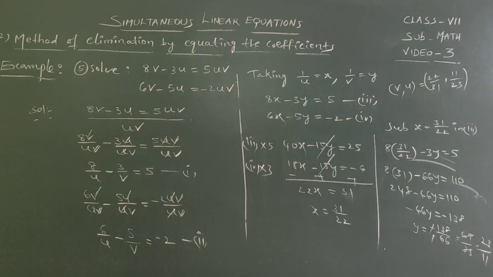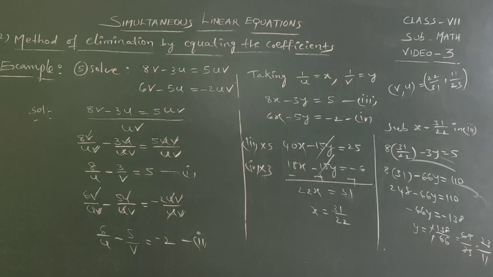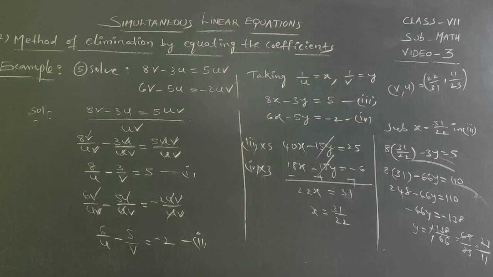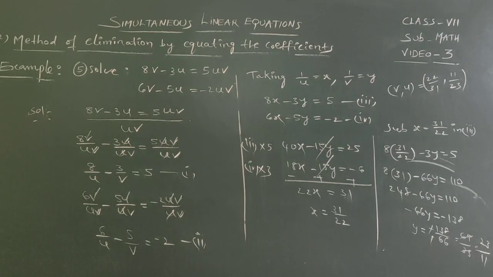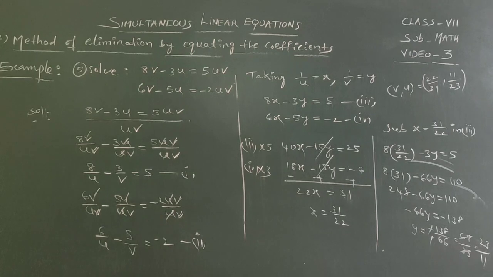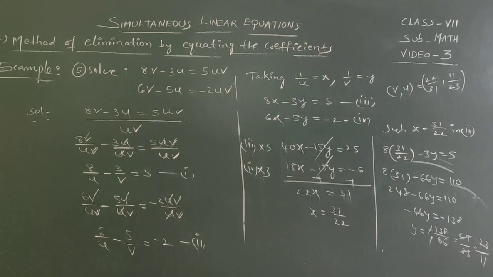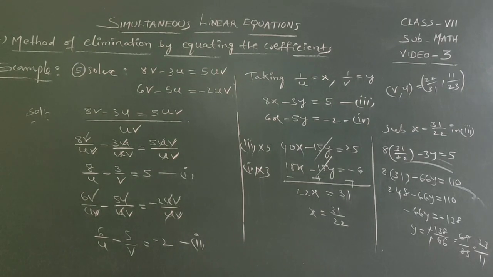Actually, the given system is not a simple linear equation. We need to convert it into simple linear form by substituting. By dividing with uv on both sides, it becomes 8 by u minus 3 by v equal to 5, 6 by u minus 5 by v equal to minus 2. Earlier, taking 1 by u and 1 by v as x and y. After solving, x we got 31 by 22 and y as 23 by 11. By substituting these values, using the reciprocal relation, v is 22 by 31, u is 11 by 23.